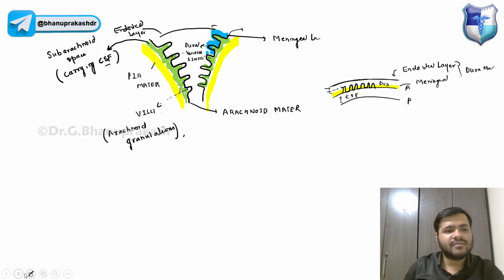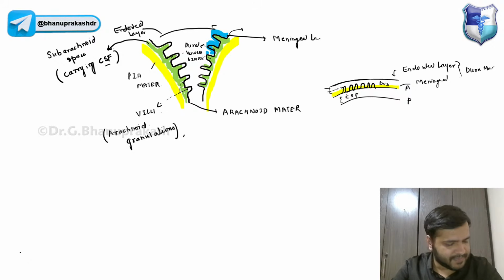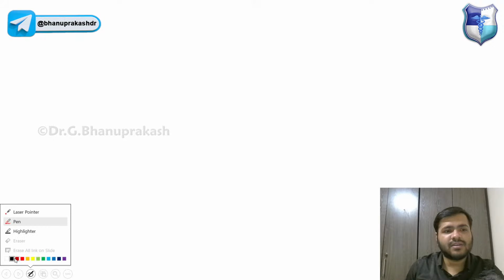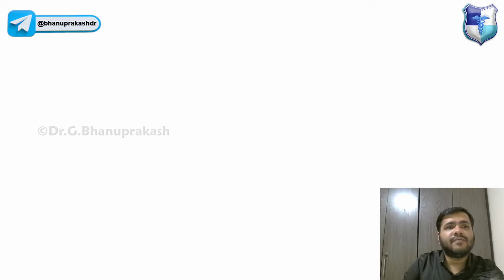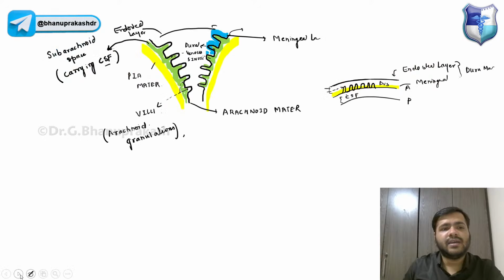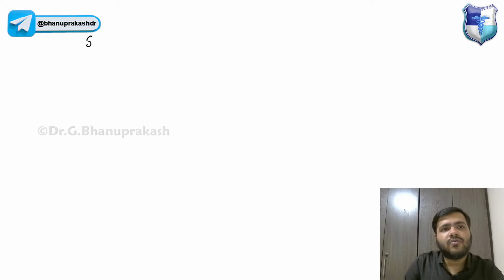Now, guys, there are several places in the brain where you will find a structure called a cistern. Let me take the next page. Over here, we are discussing the arachnoid matter only. And in the arachnoid matter, now we are going to focus on the subarachnoid cisterns.